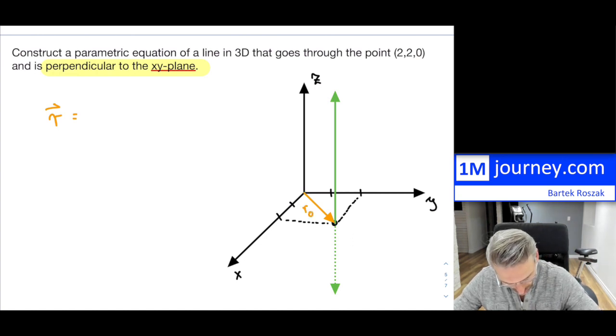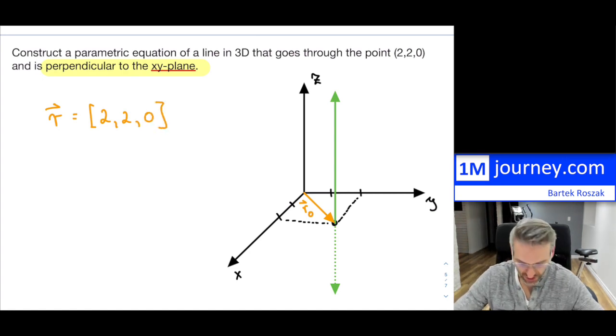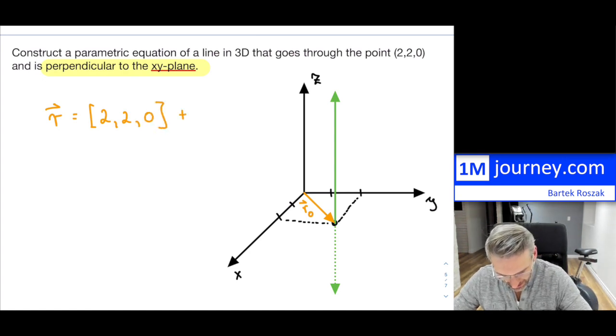This would be called r0. That particular ray is going to be the vector 2, 2, 0, and it simply touches the line. Plus, now, because we're in 3 dimensions, notice we have the z component, and we're going to have a parameter, t.